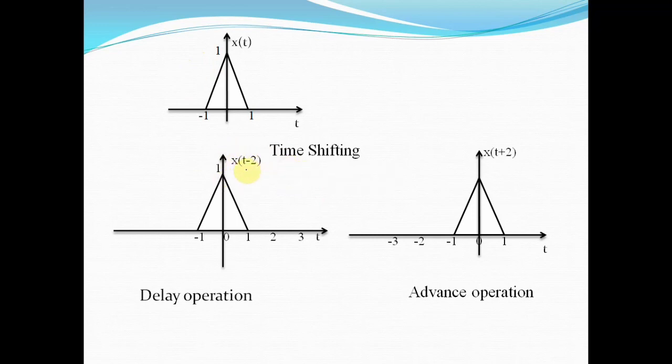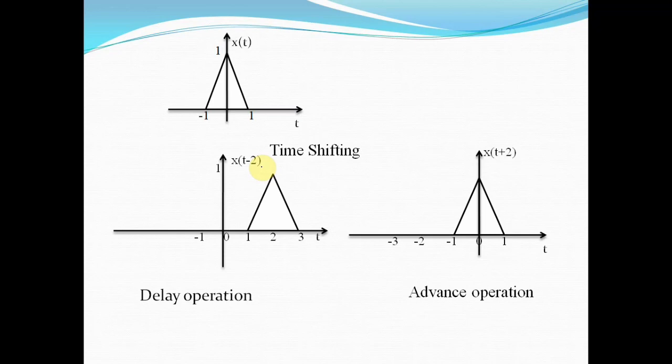The first signal that we want to sketch is x of t minus 2. x of t minus 2 represents the delay operation, and in delay we know that we shift the signal towards right by 2 units. So let us see the delay operation now. Here the signal is shifted towards right by 2 units, which is called a delay.